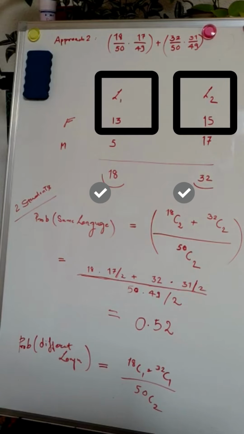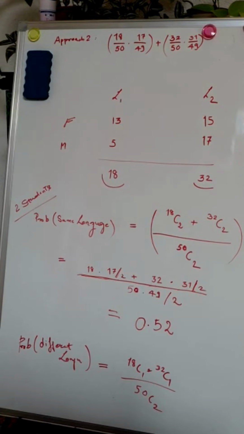Now the question is, what would be the probability that if you pick two students randomly, they happen to study the same language? Or we could also compute the probability of two students picked randomly who happen to study different languages. So how do we approach this?